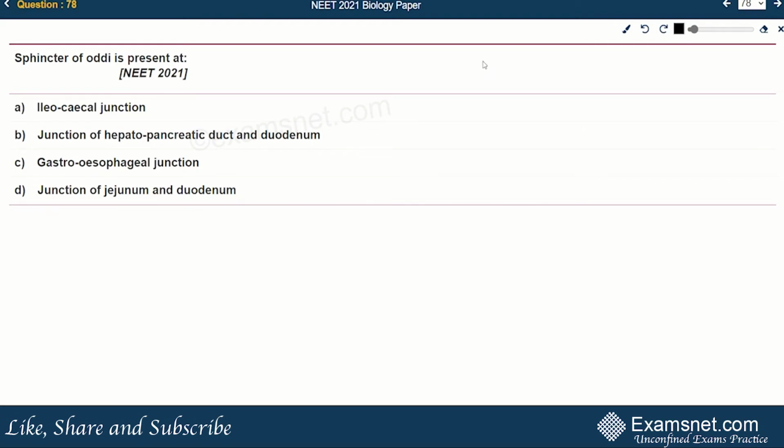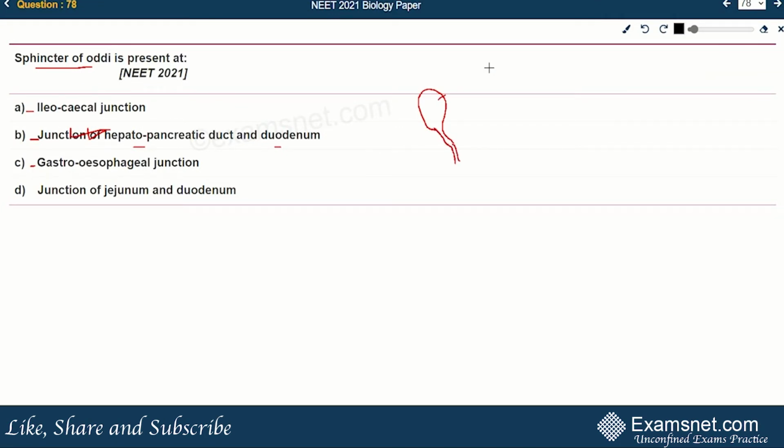Now question number 78 is from the chapter Digestion and Absorption, class 11, and the question is sphincter of Oddi is present at option A ileocecal junction, option B junction of hepatopancreatic duct and duodenum, option C gastroesophageal junction, and option D junction of jejunum and duodenum. So the correct option is option B, that is junction of hepatopancreatic duct and duodenum. Okay, so let's try to understand what is hepatopancreatic duct and what is duodenum. Okay, so we know that the bile that is secreted by the hepatic cells passes through the hepatic ducts and it is stored in and concentrated in a thin muscular sac known as gallbladder.